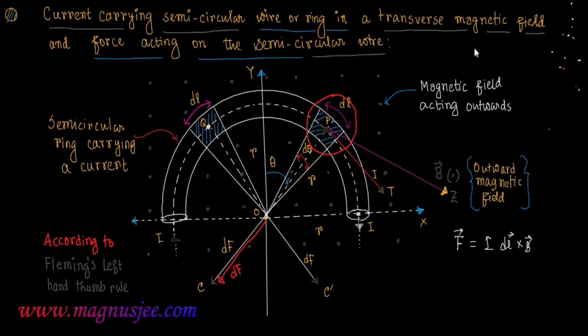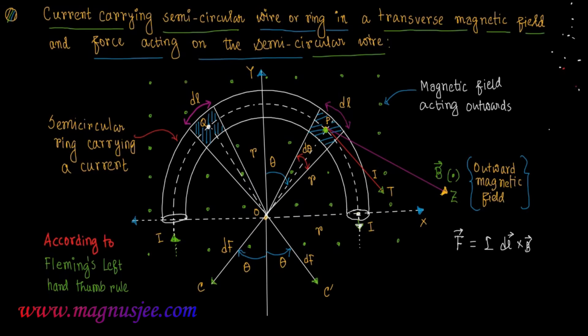Similarly, the small element at the point P will experience a force df along the direction OC. And this small element of length dl at the point Q experiences a force df along the direction OC prime. Now, the force df along the direction OC makes an angle theta with the y-axis or with the vertical axis. Similarly, the force df along OC prime makes an angle theta with the vertical direction.